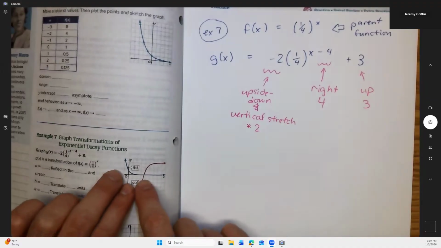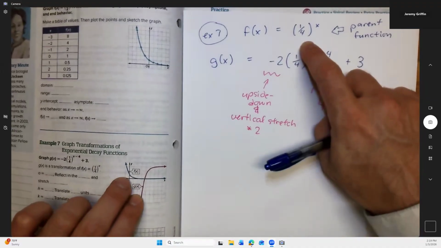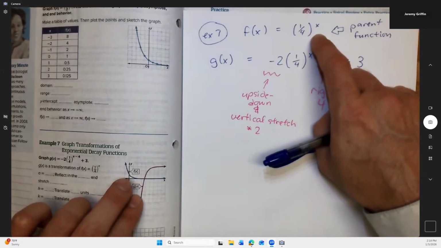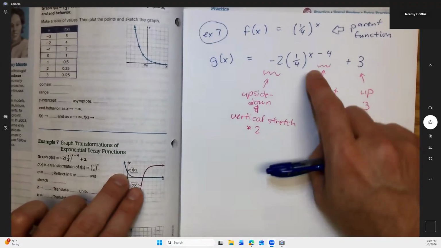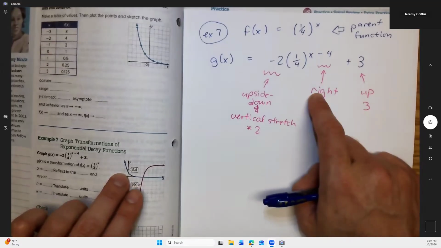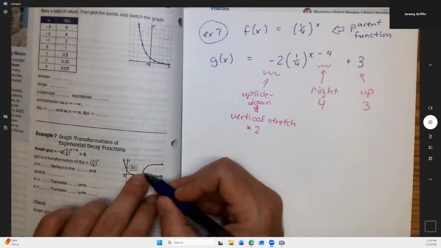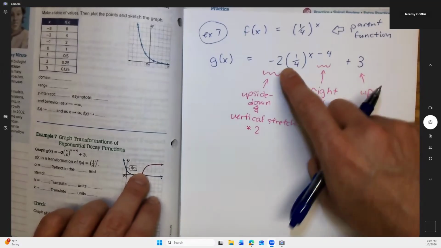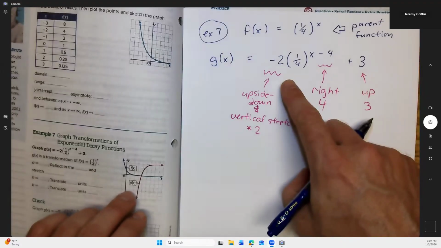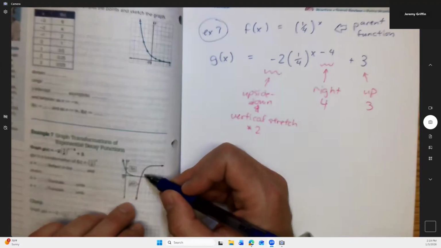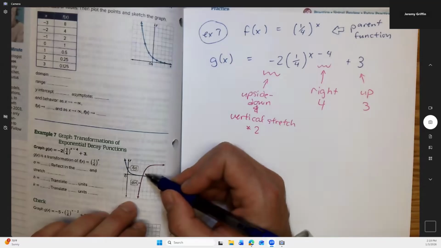So if you started with this blue curve, if you plug in 0, 1/4 to the 0 is 1. That's the point 0, 1, and then everything else follows. I'm going to take this to the right 4: 1, 2, 3, 4. Then I'm going to flip the whole thing upside down, which should make it look like this. Then vertical stretch by 2, making it twice as tall. And then the whole thing up 3.